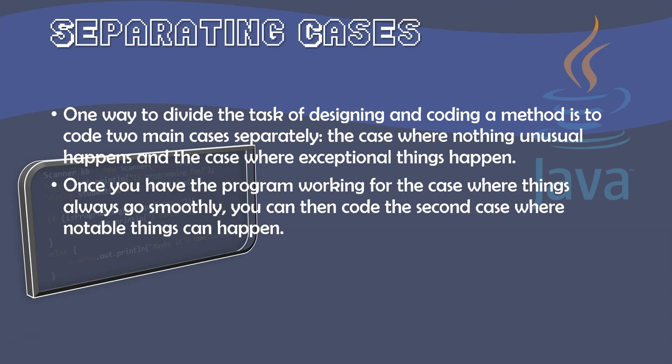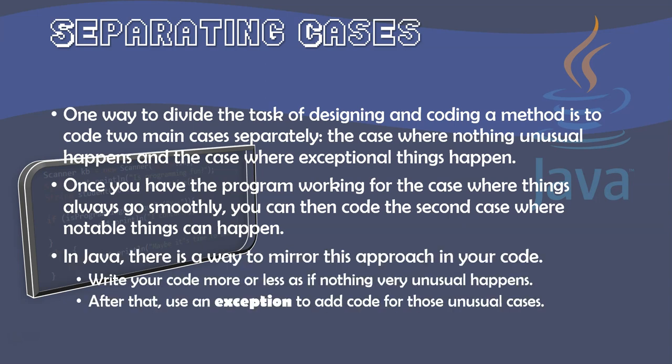Well, once we have our program working for the case where things always go smoothly, this is what we expect, then it's a lot easier to code for when those notable exceptions happen, when things start going crazy. In Java, the way to mirror this is very easy to think about in our code. We pretty much would first write our code more or less as if nothing unusual happens, and then we would add an exception to add code for whatever the unusual case might be.